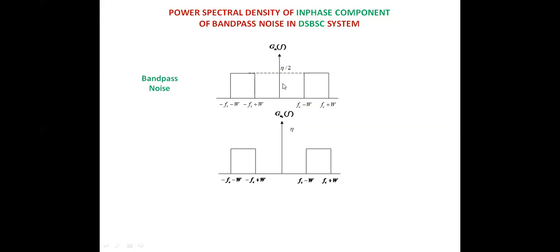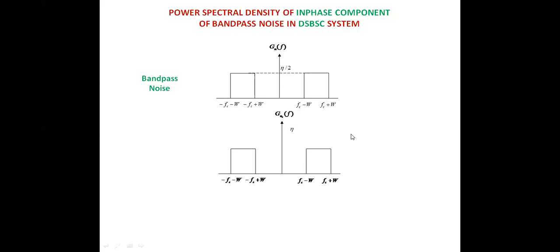So two portions will be overlapping at the center, and two more portions, one at 2Fc, another at minus 2Fc. These two portions which are located at plus or minus 2Fc will be removed by low pass filtering, isn't it? So then what is left? Only the portion that is centered at origin. There are two portions of magnitude eta by 2. When these two are overlapping, they are added, and the total power spectrum is how much? Eta by 2 plus eta by 2, that is eta, isn't it?